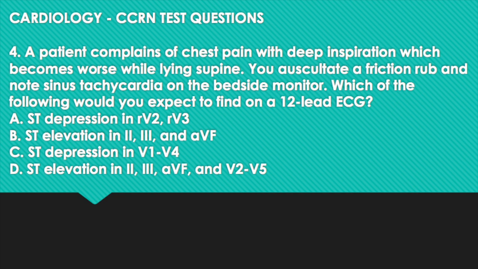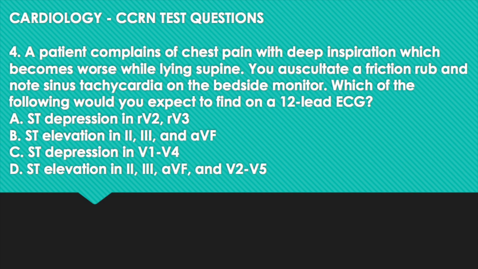And for the next question, question 4. A patient complains of chest pain with deep inspiration, which becomes worse while lying supine. You auscultate a friction rub and note sinus tachycardia on the bedside monitor. Which of the following would you expect to find on a 12-lead ECG? A, ST depression in RV2, RV3. B, ST elevation in 2, 3, and aVF leads. C, ST depression in V1 to V4 leads, these are the septal leads. Or D, ST elevation in 2, 3, aVF and V2 to V5.